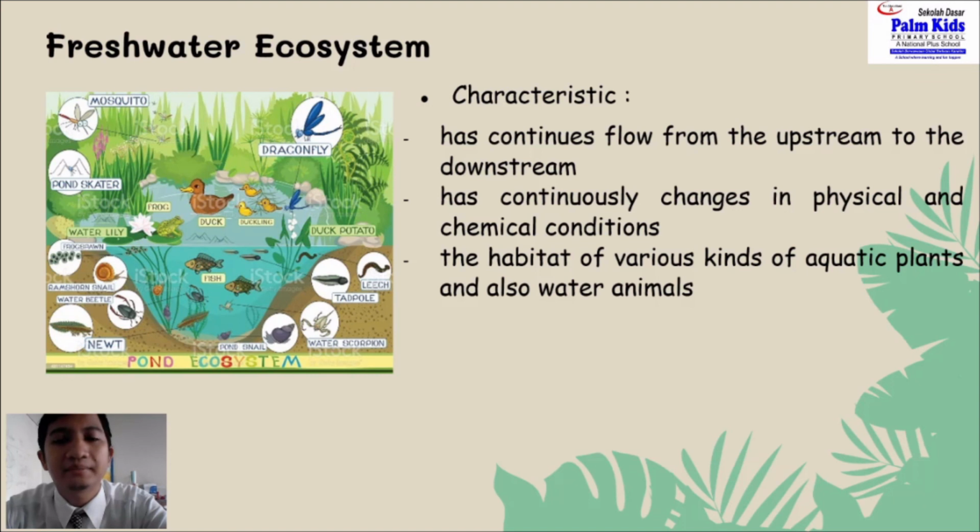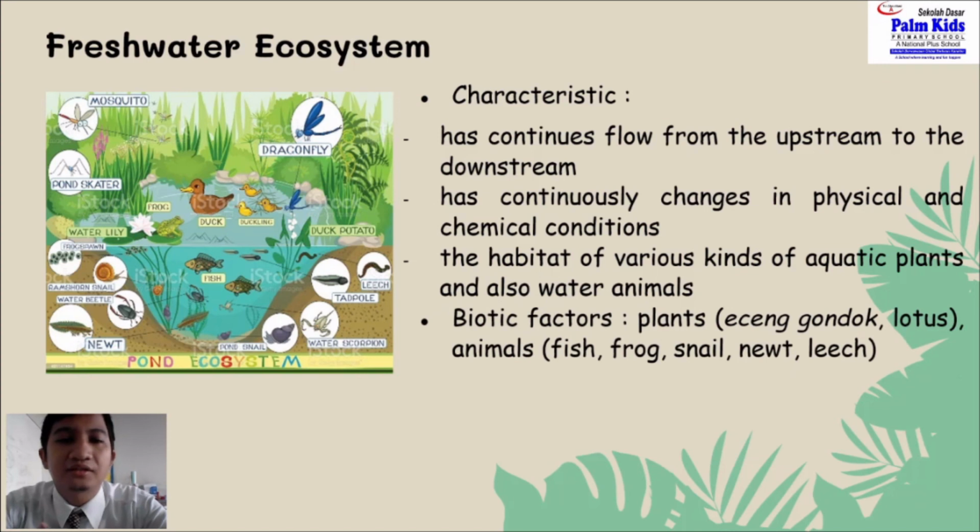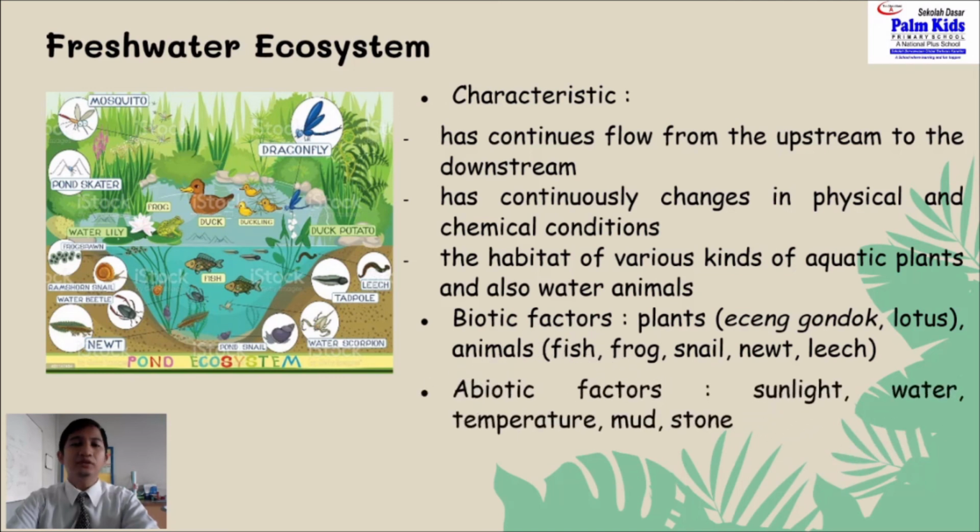Most animals in here can be aquatic animals, or they live in two places, on the land and also in the water, such as ducks and frogs. The biotic factors that we can see there are echinodon, locust, and many kinds of plants. And then there's also fish, frog, snail, newt, and leech. These are just some examples of the freshwater ecosystem. The abiotic factors are sunlight, water, temperature, mud, stone, and so on.